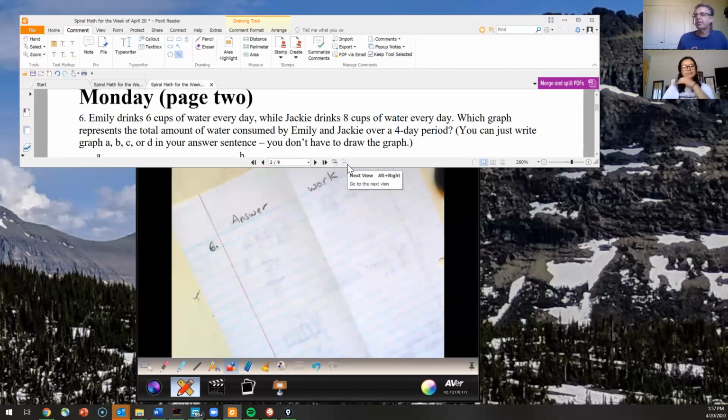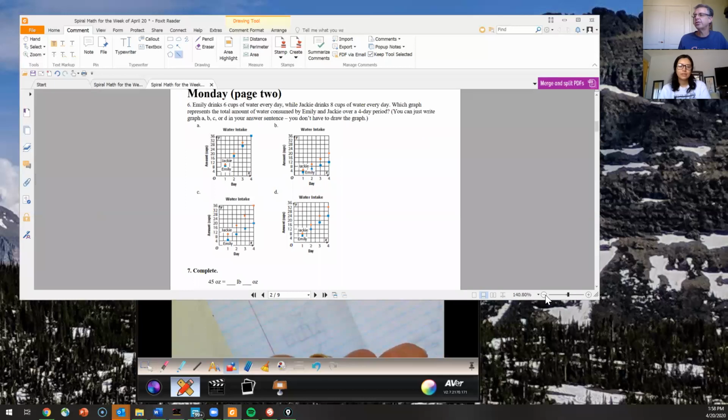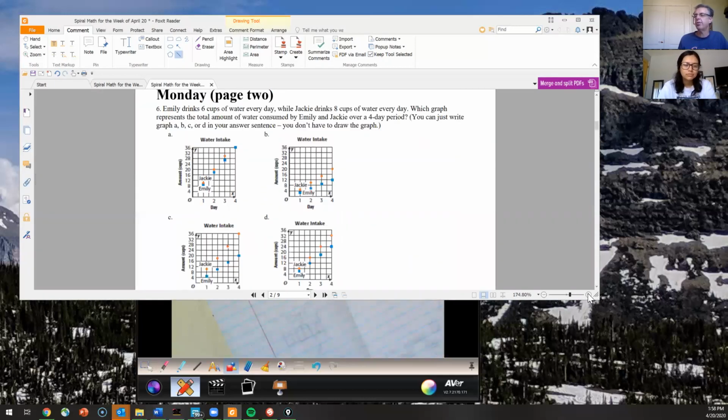So Emily drinks 6 cups of water every day, while Jackie drinks 8 cups of water every day. Which graph represents the total amount of water consumed by Emily and Jackie over a 4-day period? You can just write graph A, B, C, or D in your answer sentence. You don't have to draw the graph. I'm not going to ask you to redraw this whole graph, but let's take a look at them and see which one shows Jackie's drinking of the water and Emily's drinking of the water.